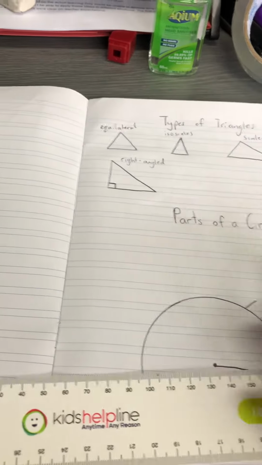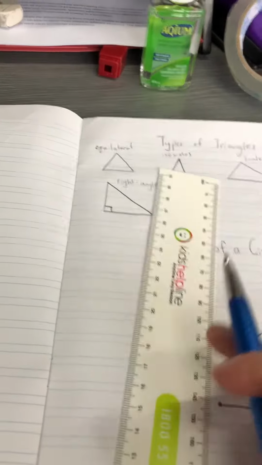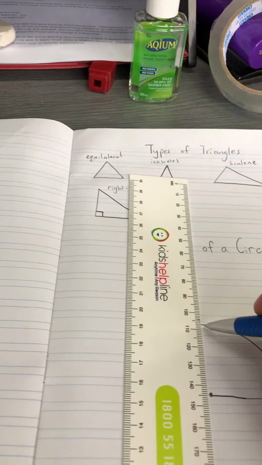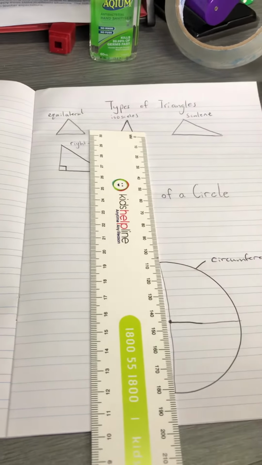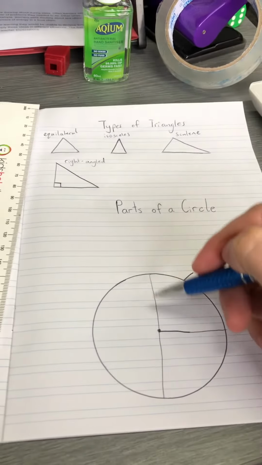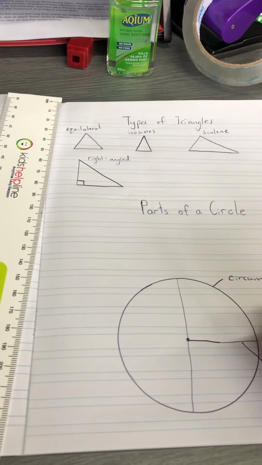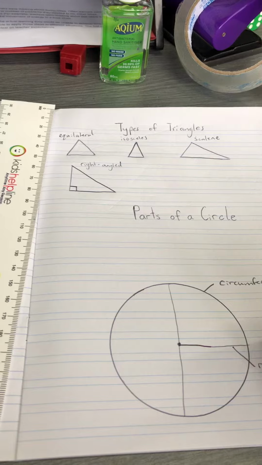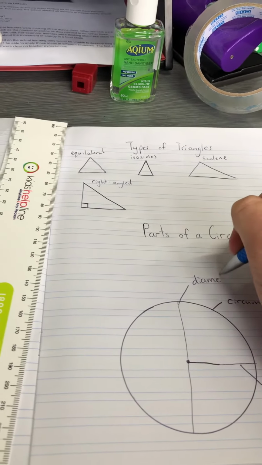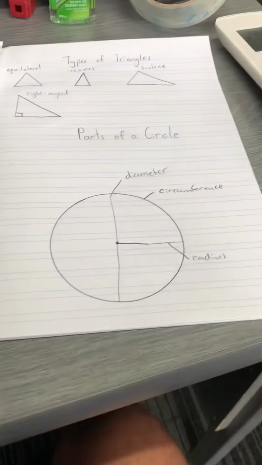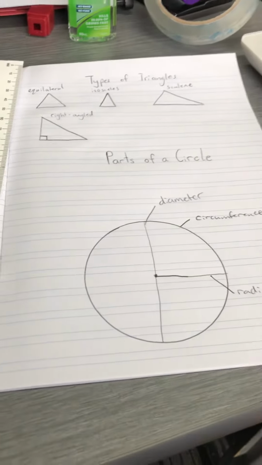If I go the full way across my circle like this, making sure I go down the middle again, that is called the diameter. And those are 3 very important terms that you're going to be looking at today.